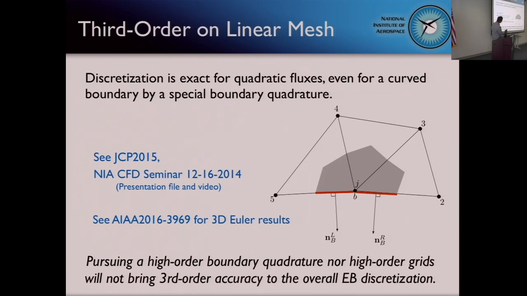And also you can use high order curved geometry, curved mesh. But then the H-based scheme, I don't know how to apply it. So there is a special boundary quadrature formula needed to achieve third order accuracy for this type of geometry. And we have 3D Euler results also.